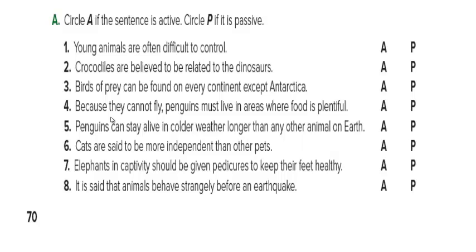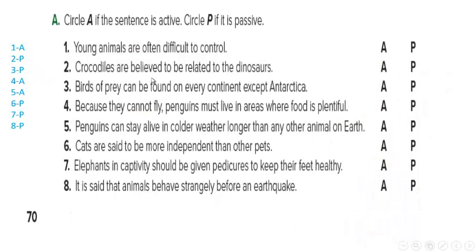Birds of prey can be found on every continent except Antarctica. Can be found. This is a sentence with a passive modal, can. Because they cannot fly, penguins must live in areas where food is plentiful. This is an active one, of course. Can you figure out the rest of the sentences? Okay, here we go.